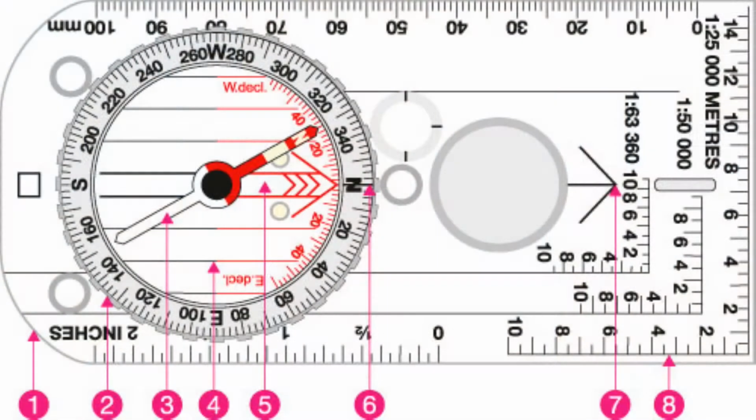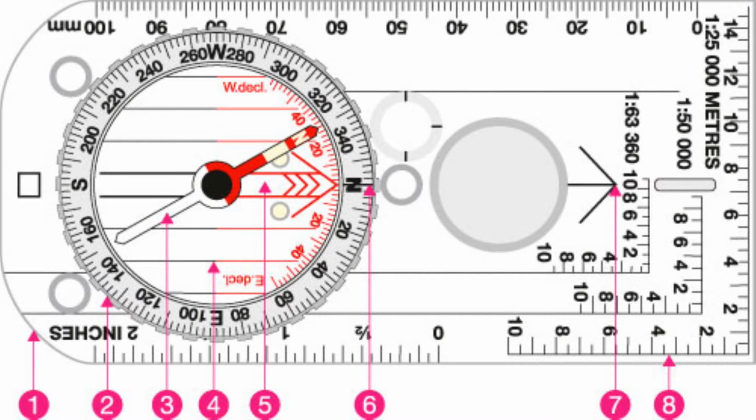Let's do that now. So, courtesy of Ordnance Survey, thank you for the picture and also thank you for the following information. Number 1 is the base plate. Number 2 is the compass housing. Number 3 is the compass needle, as if you didn't know. Number 4, though, is the orienting lines. I didn't know they were called that. Number 5 is the orienting arrow, which makes sense when we use that to orientate the map on the ground. And number 6 is the index line.